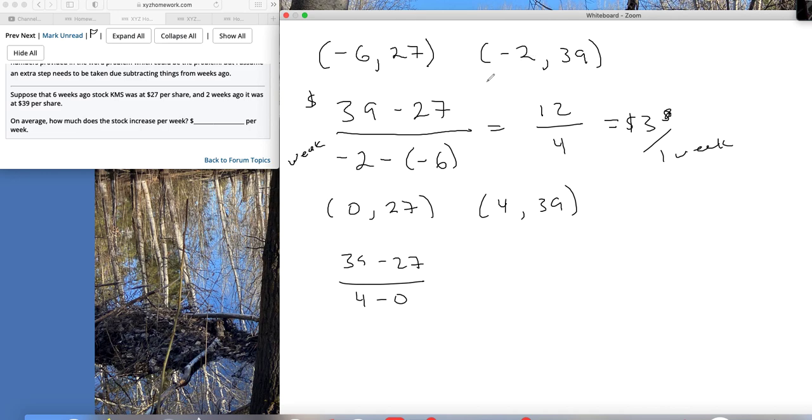So for this one, I defined 0 in the present moment, making that minus 6 weeks ago and minus 2 weeks ago. Or like I said, if I just let 6 weeks ago be time equals 0, then 4 weeks later, here's what the price went up to.